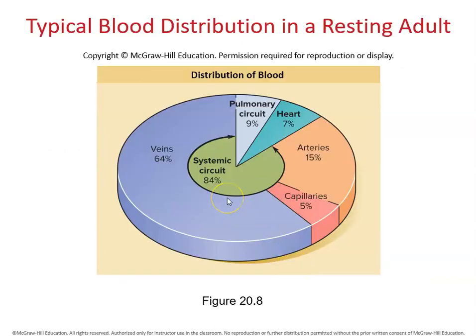Typical blood distribution in a resting adult is shown in this slide. 64% of blood is in the veins. 9% of blood is circulating within the pulmonary circuit. Arteries only contain 15% of the blood. The heart contains 7%. All the capillaries in the body contain 5% of the blood.